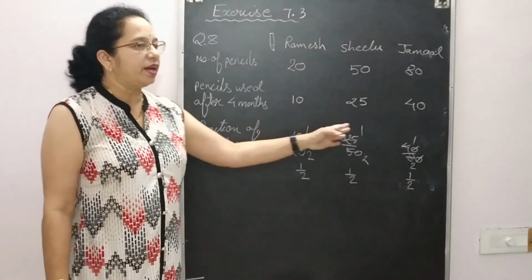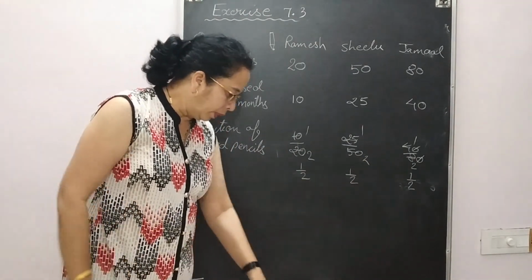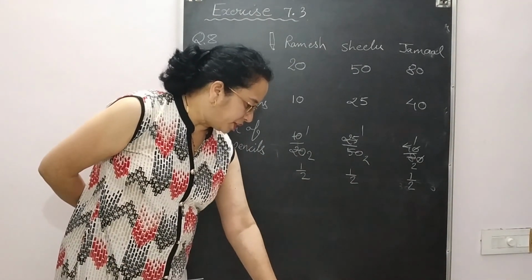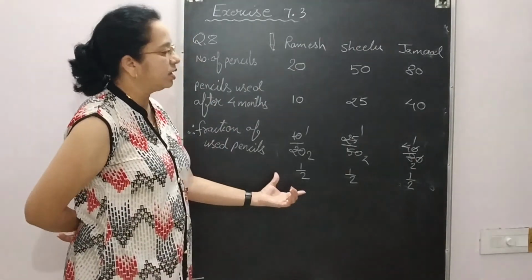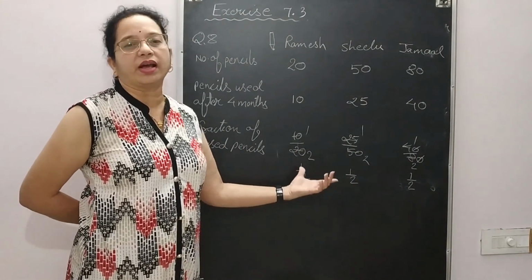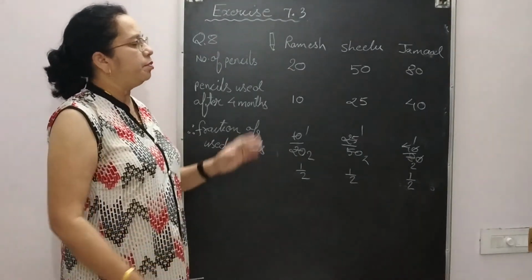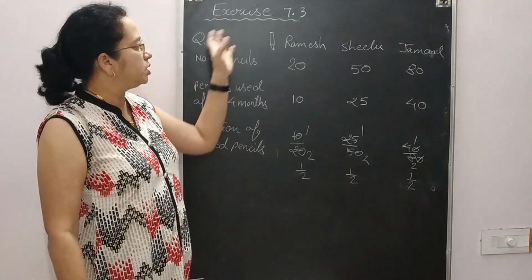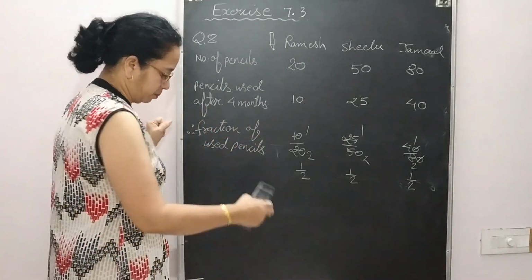So all these are equivalent fractions because their value is the same. Check if each has used up an equal fraction of pencils. So yes, they have used an equal fraction of pencils. Sometimes instead of writing statements, you can make this in tabular form also. Sometimes it is easier.